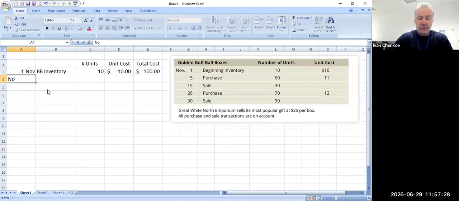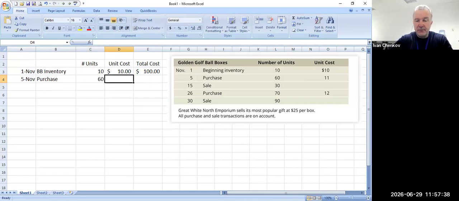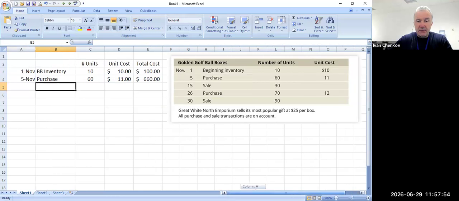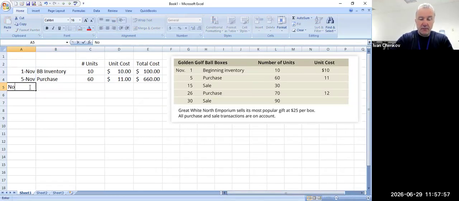On November 5th, we're going to make the first purchase. We're going to purchase 60 units, and the cost per unit is $11. That's going to give us the total purchase price, $660. So far, so good, right? Now, next thing that we're going to do on November 15th, we're going to sell something. How much are we going to sell? We're going to sell 30 units.